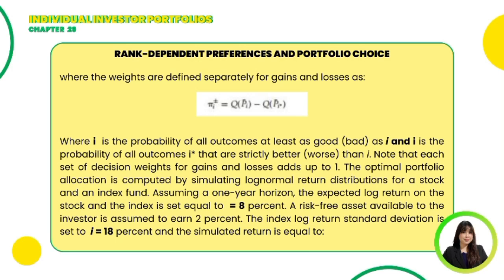The optimal portfolio allocation is computed by simulating a lognormal return distribution for a stock and an index fund. Assuming a 1-year horizon, the expected log return on the stock and the index is set equal to 8%. A risk-free asset available to the investor is assumed to earn 2%. The index log return standard deviation is set to sigma equal to 18%, and the simulated return is given by this formula.